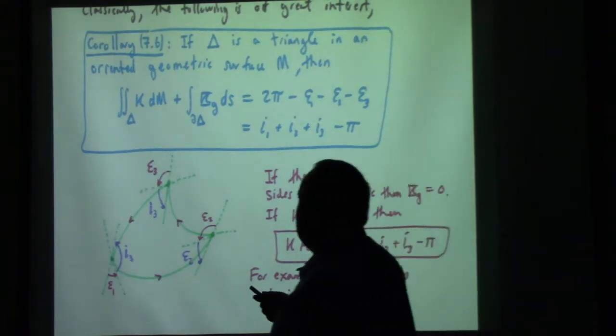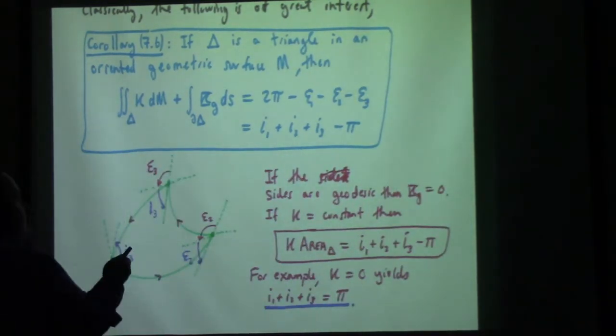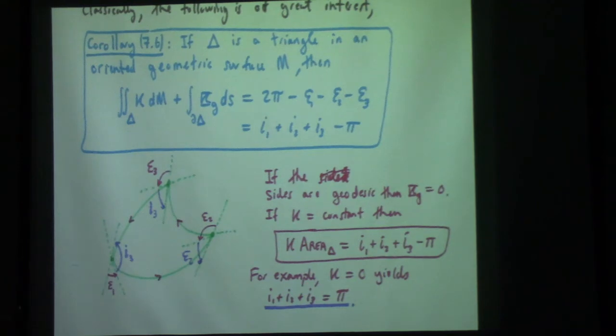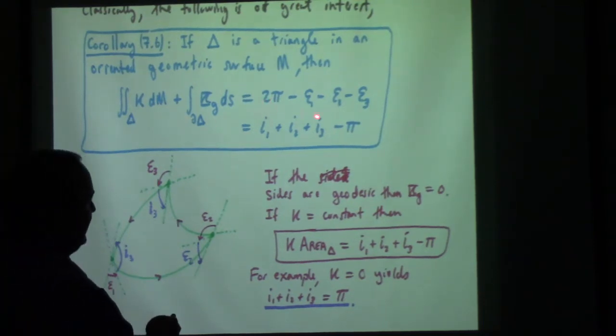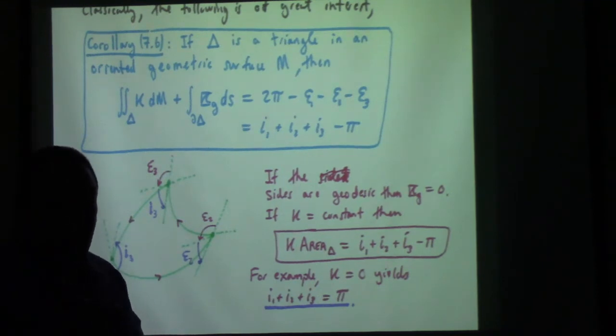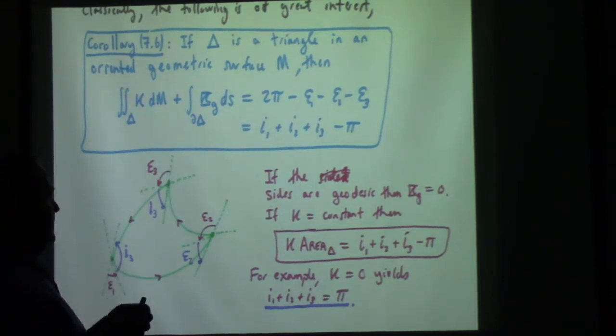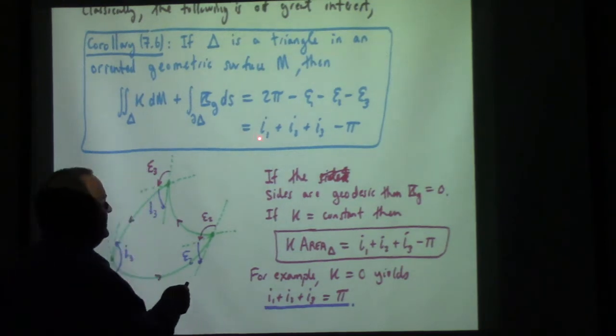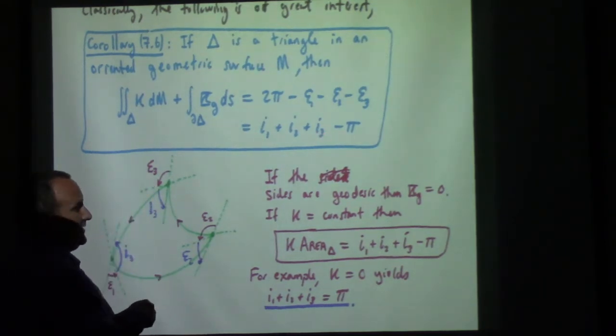So Gauss-Bonnet for a triangle in a geometric surface says that the integral of the curvature over the triangle plus the integral of the geodesic curvature on the edge of the triangle is equal to 2 pi minus the exterior angles at the vertices of the triangle on the surface. But in terms of interior angles, that's the sum of the interior angles minus pi.